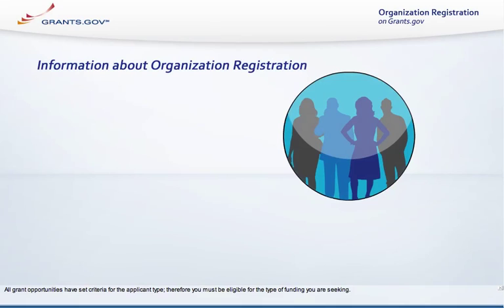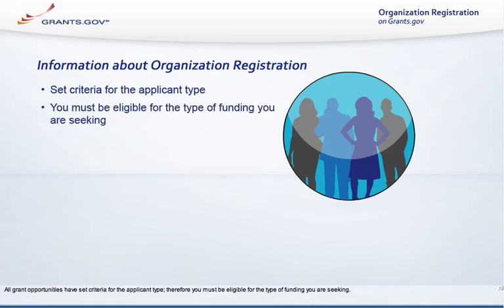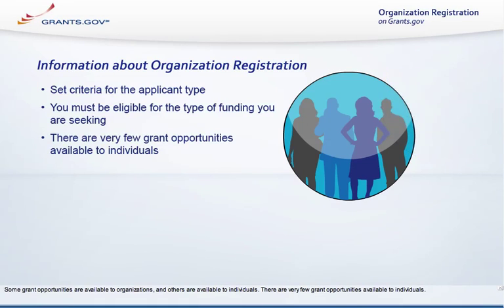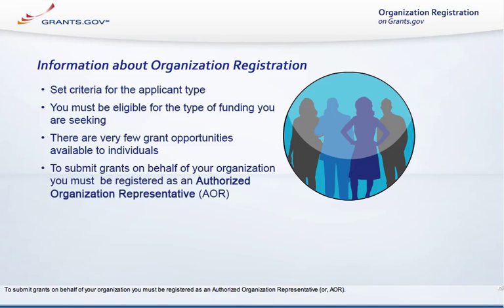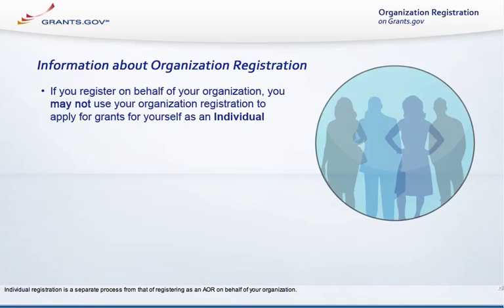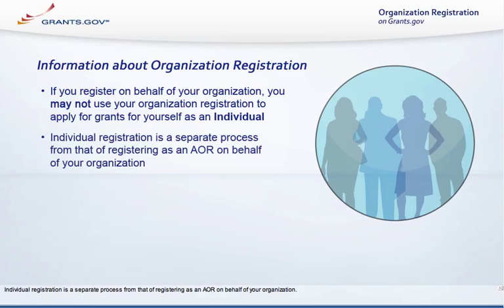Information about organization registration. All grant opportunities have set criteria for the applicant type. Therefore, you must be eligible for the type of funding you are seeking. Some grant opportunities are available to organizations, and others are available to individuals. There are very few grant opportunities available to individuals. To submit grants on behalf of your organization, you must be registered as an Authorized Organization Representative, or AOR. If you register on behalf of your organization, you may not use your organization registration to apply for grants for yourself as an individual.